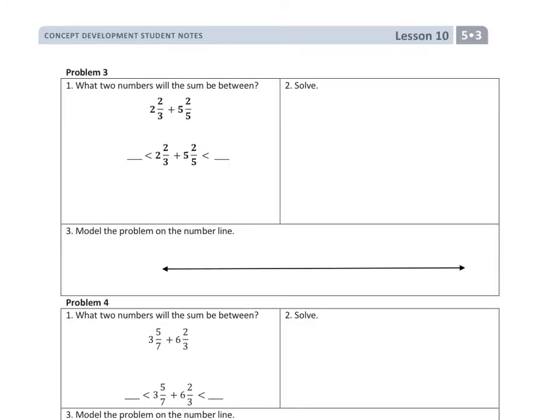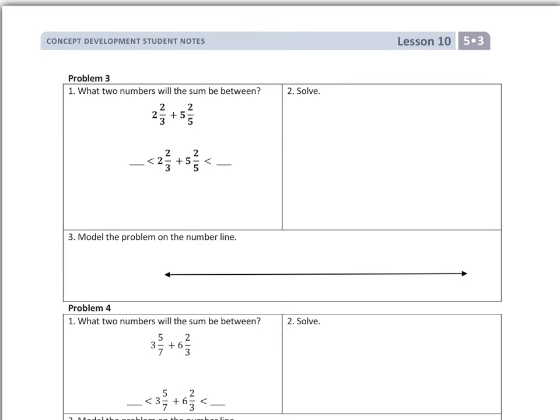Problem number 3 is going to ask us to do a little bit of thinking before we really get started. So 2 2/3 plus 5 2/5. What two numbers is the sum going to be between? Well, let's see. 2 plus 5 is 7. Okay, so I know it's at least going to be greater than 7. But then 2/3 plus 2/5, that's going to be bigger than 1. So it's going to be bigger than 8. But still probably smaller than 9. All right, let's check it out and see if I'm right.